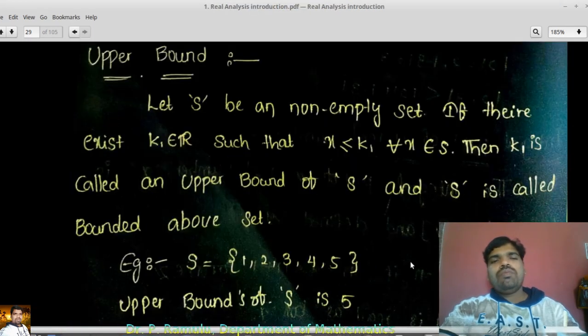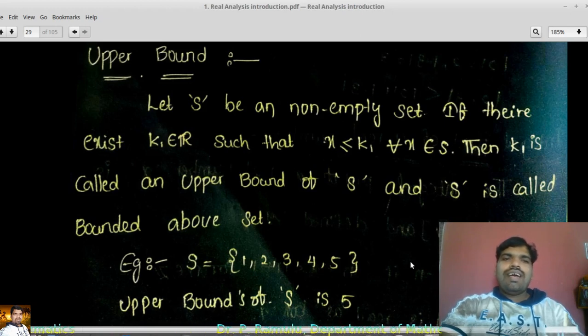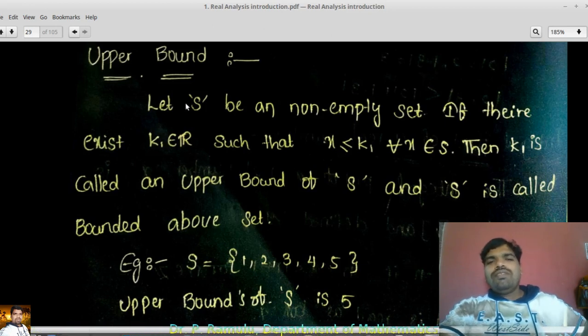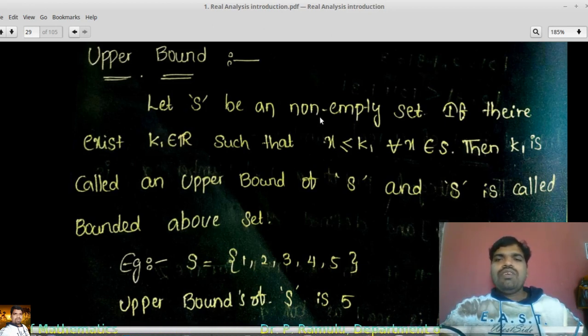Before going to discuss bounded sets, I need to introduce upper bound sets first. What is an upper bound? Later we will say the upper bound set also. Let S be a non-empty set. If there exists k1 belongs to real numbers such that x is less than or equal to k1 for all x belongs to S, then k1 is called an upper bound of S and S is called a bounded above set.